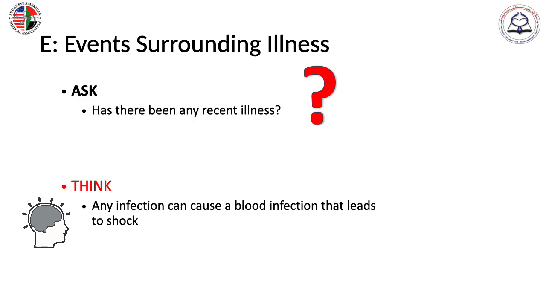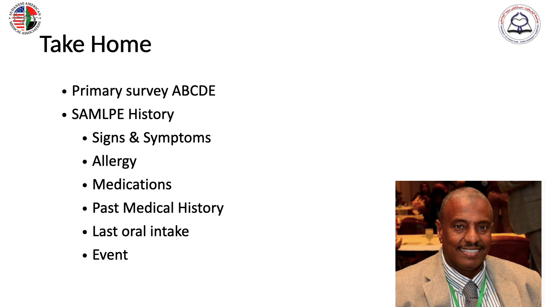Events surrounding the illness: presence of recent infection can progress into severe infection and sepsis and lead to septic shock. Take home: in a patient with shock or suspected shock, start with primary survey A, B, C, D, E. Management of shock starts with management of airway, breathing, then circulation. After you stabilize, then you go through the SAMPLE history.